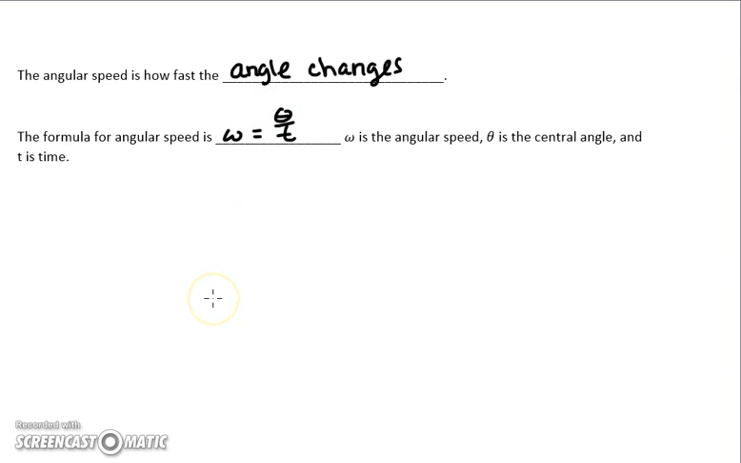So it's very similar to linear speed, except we don't want the arc length, we want the angle. And that should make sense because we're talking about angular speed. So the omega is the angular speed, theta is the central angle, and again, that's got to be in radians. And T is still time.